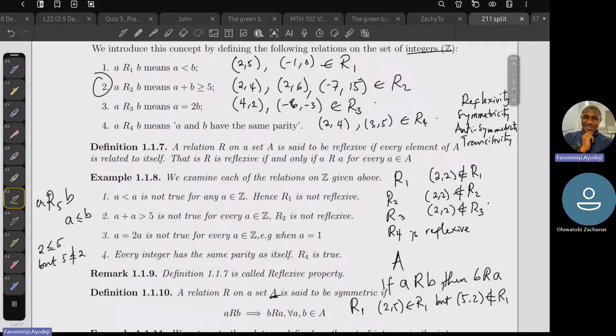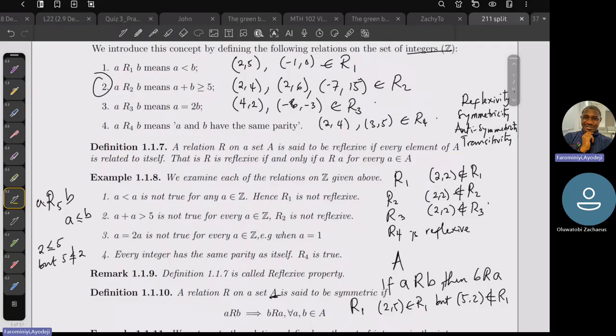Is it symmetric? (2, 4) is an element of R4. Look at R4. Yes, it is, because 2 and 4 have the same parity, you have (2, 4), you have (4, 2). Because 2 and 4 have the same parity, then 4 and 2 have the same parity. So irrespective of how it is arranged, the parity still remains the same.